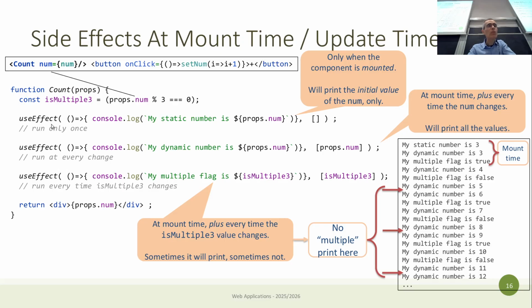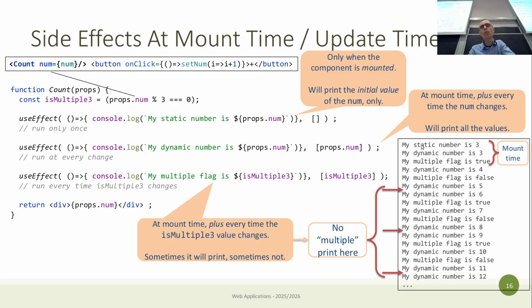But the interesting part is what we can do with the useEffect. We have a useEffect that runs only once. We do console log, my static number is, and we print a number. And how do we know it ran only once? At mount time, of course, because the list of dependencies is empty. And there is a list of dependencies. If there is no list, it runs every time, right? The list of dependencies is empty, just at mount time, and we call it static.